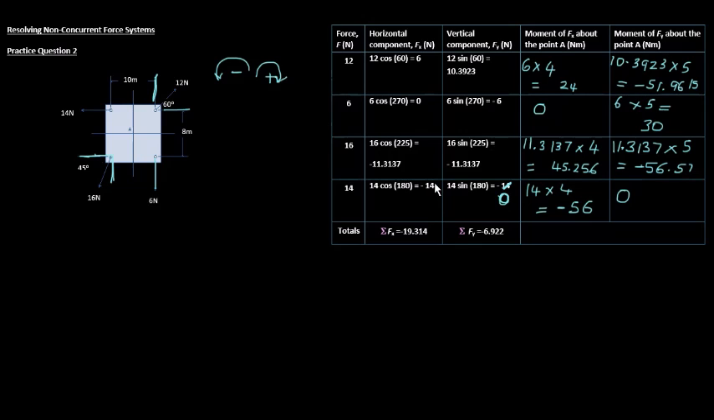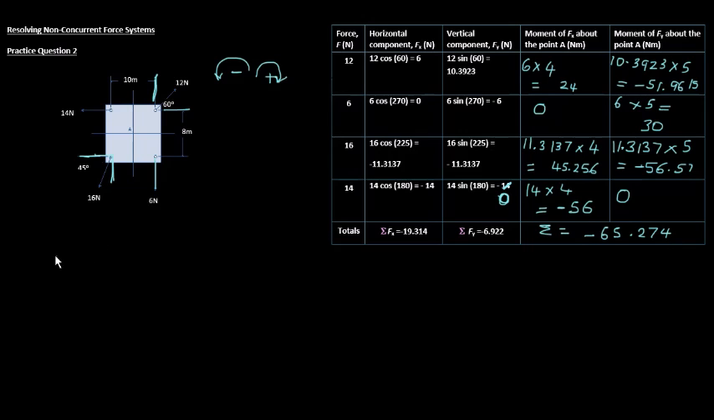Okay, so if we add all this together, this is 10 take away 6, this is about 4, and then take away 11, so it's going to be minus 6.9. So the answer is correct, it's just a typo here, sorry for that. And if we add all the moments together, we get minus 65.274.